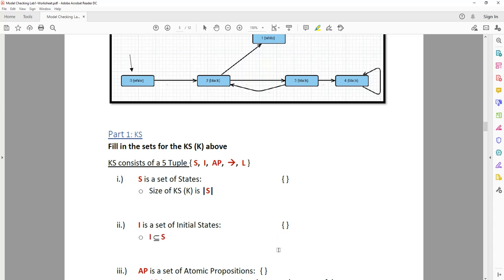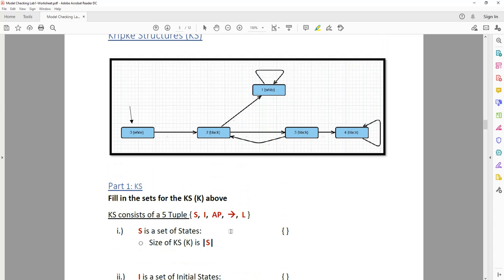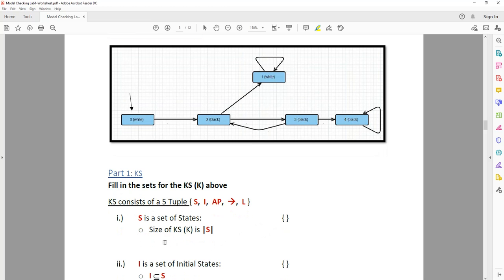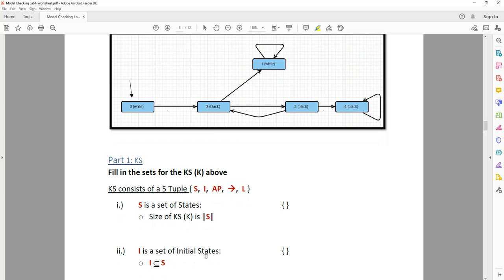So S is a set of states. Once more, we have our states, called 0, 1, 2, 3, 4, 5. The size of our Kripke structure is again the cardinality of S, the number of states we have. I, again, is a set of initial states. Once more, it's a subset of S, denoted by this arrow coming in to our state 0.